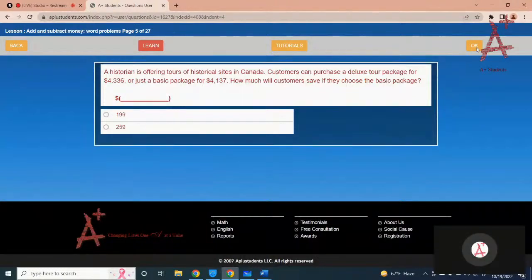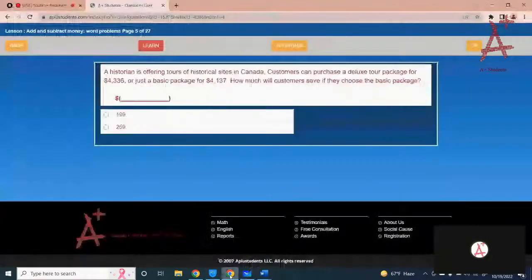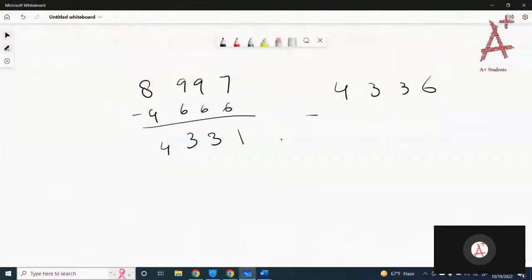Okay, the next one is, a historian is offering tours of historical sites in Canada. Customers can purchase a deluxe tour package for 4,336 or just a basic package for 4,137. How much will customers save if they choose the basic package? So just subtract 4,336 minus 4,137. Got it? So just subtract them.